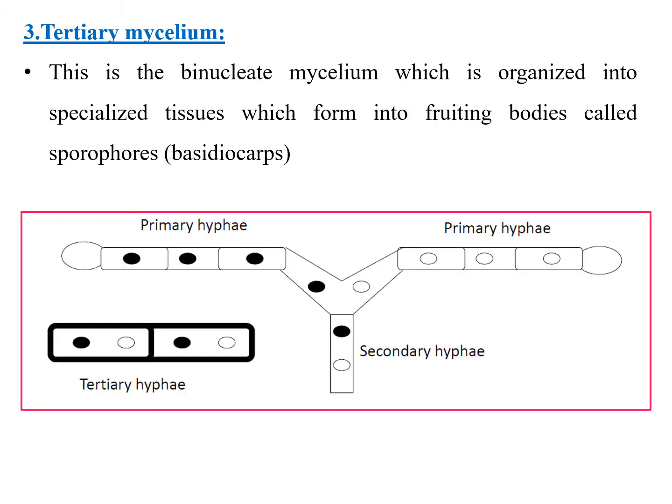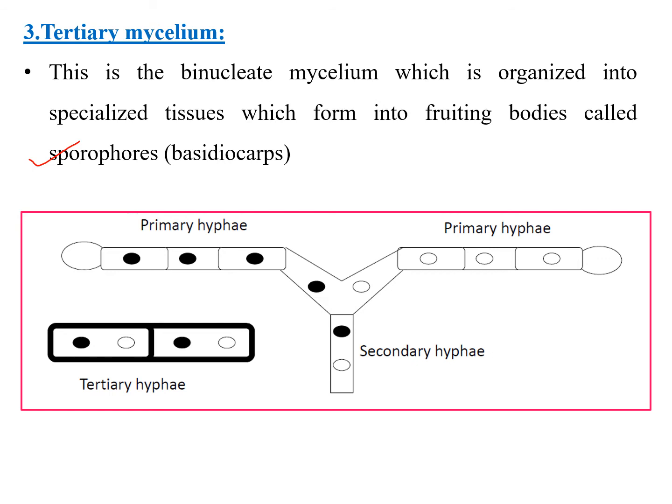And as for the tertiary mycelium, there is not much difference between the secondary and the tertiary mycelium. However, tertiary mycelium cell walls are very thick in nature, and this results in the formation of fruiting bodies called sporophores or basidiocarps. This is the tertiary mycelium.